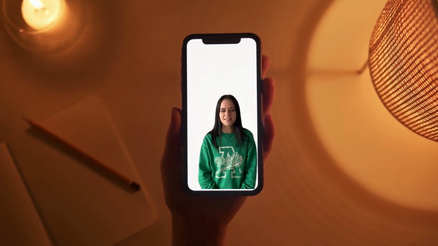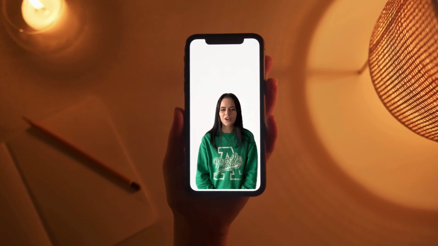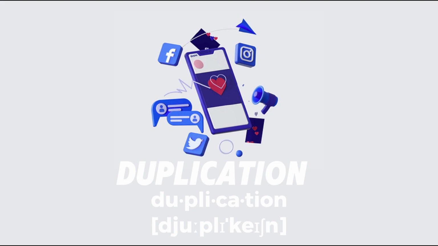Are you ready to be a CPM pro? Let's get those ads working smarter, not harder.